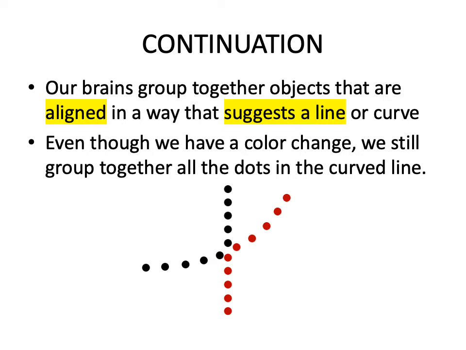Here, we view this collection of dots and we tend to separate it into two things. We have this one curve, and then we have this straight vertical line. And for the curved line, all these dots are placed gradually stepping up as we move to the right.